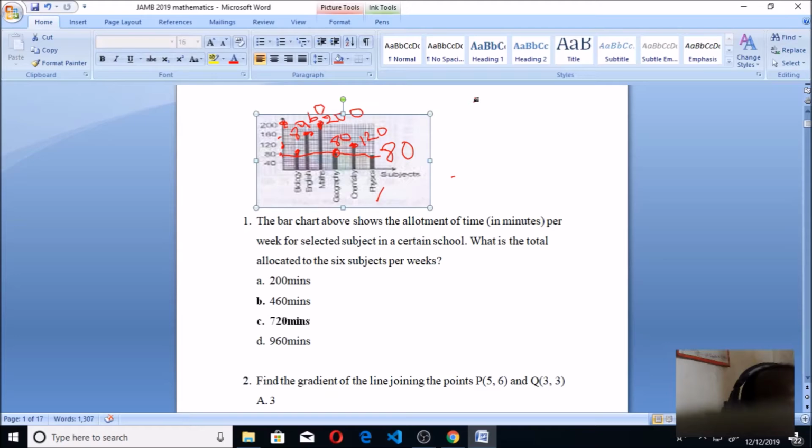be 80 plus chemistry to be 120 plus geography to also be 80 plus mathematics to be 200 plus English to be 160 plus biology to be 80. So if we add up, we are going to get 720, and 720 minutes is the answer, and that is why we can simply say that C is the answer.